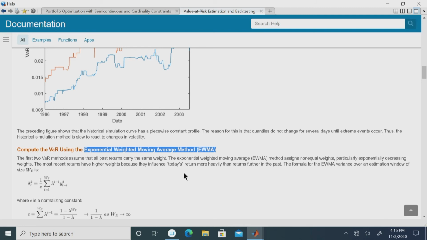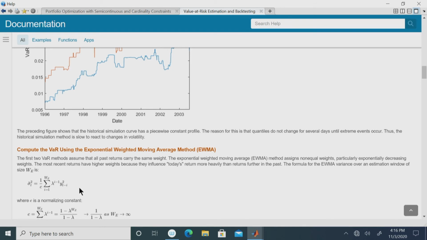So, now what do you do? Again, the EWMA method goes back to the estimation of volatility. This is again a parametric method, like the normal distribution method. So, the formula for estimation of this EWMA variance over an estimation window of size W_E.